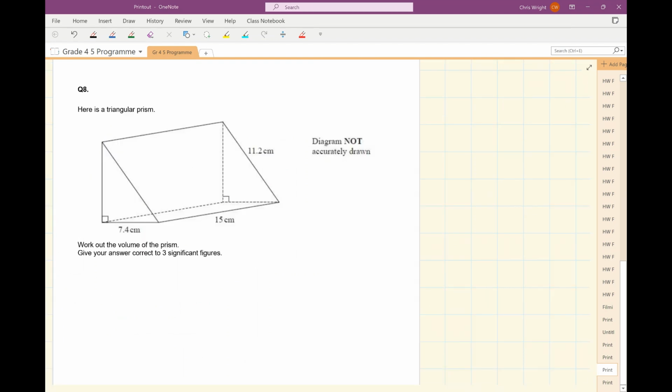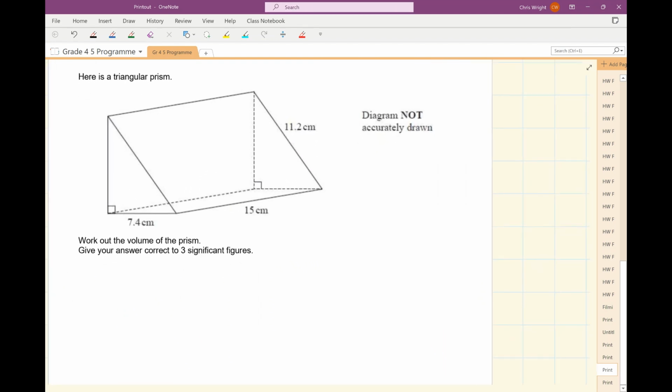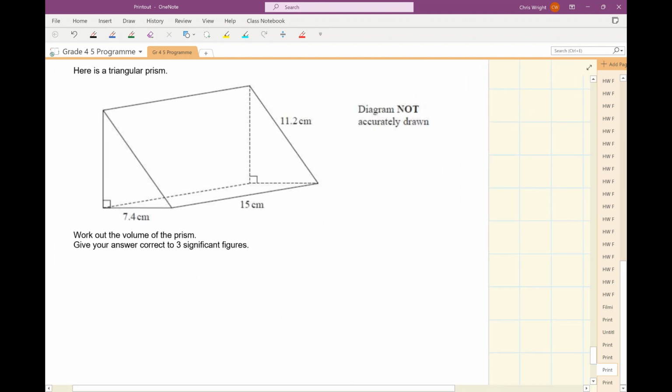Question 8. Here is a triangular prism. Work out the volume of the prism. Give your answer correct to 3 significant figures. Right, well, to find the volume of a prism, I'm going to do the area of the end multiplied by the 15. The area of the end multiplied by the length. So I really just need the area of the end.